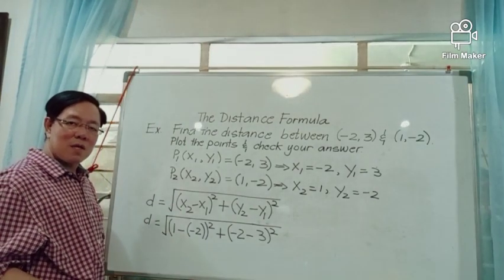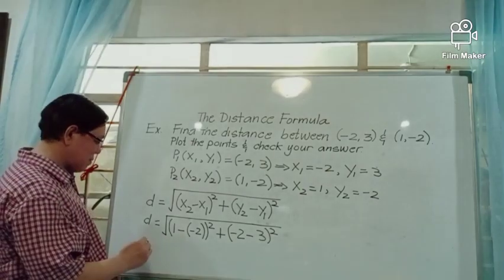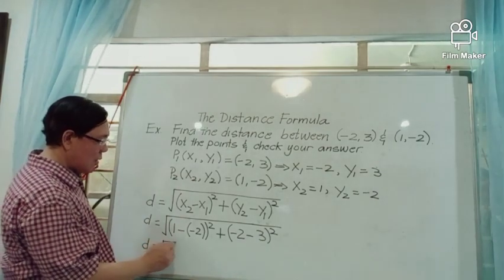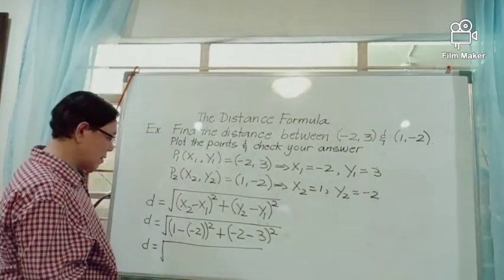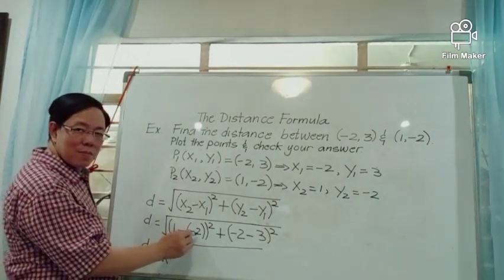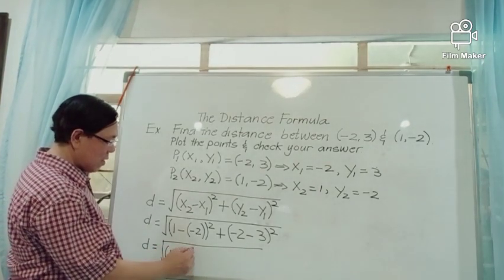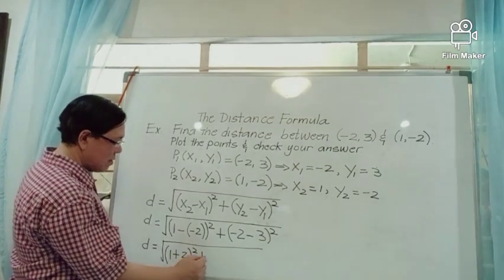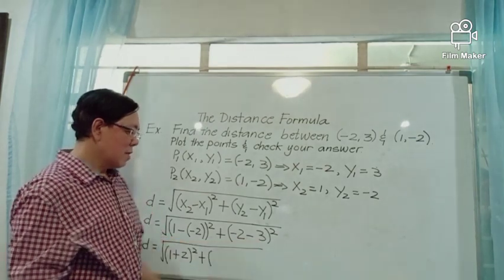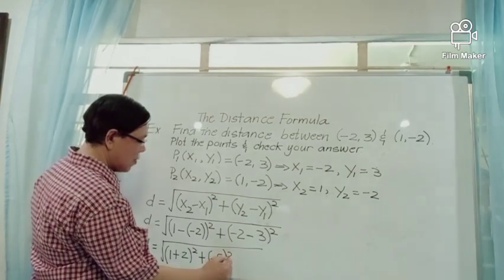The following steps will be simplifying this equation. We have d equals the root of, we have open parenthesis 1, negative multiplied by negative is positive 2, square, plus negative 2 minus 3 equals negative 5 squared.